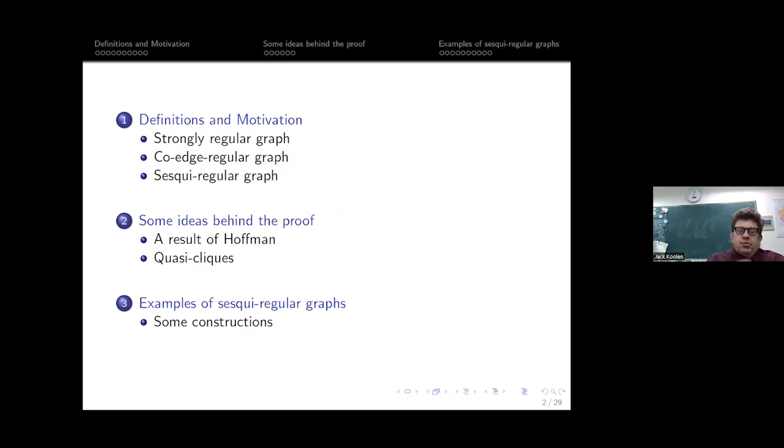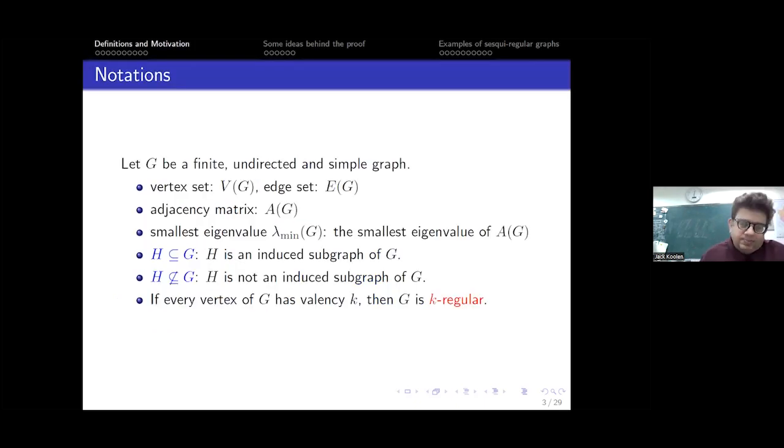So I will define strongly regular graphs, co-edge regular graphs, and sesqui regular graphs. And then I will talk about some ideas about the proof, and then I will give examples of sesqui regular graphs, because are they close to strongly regular graphs or are they not close to strongly regular graphs? I think they are not close to strongly regular graphs. But sometimes they are very close.